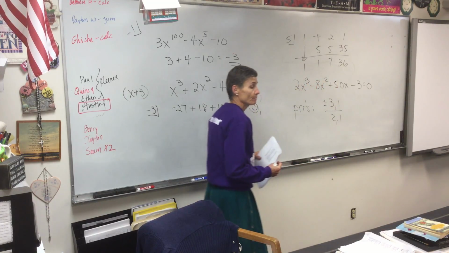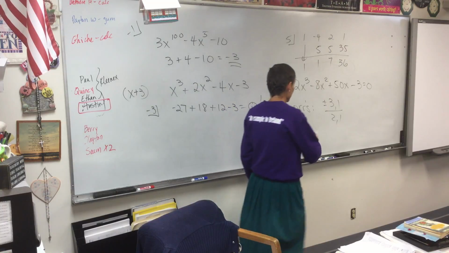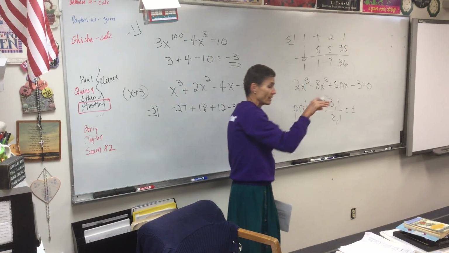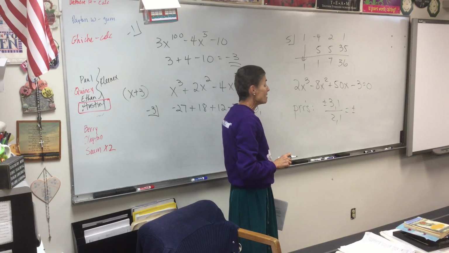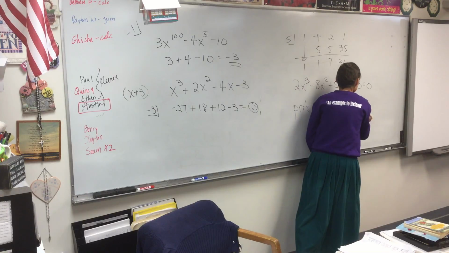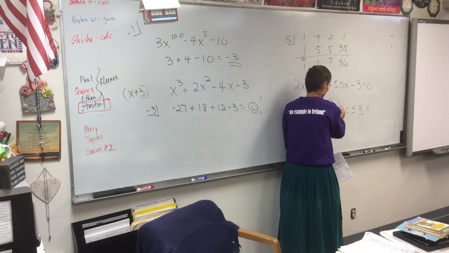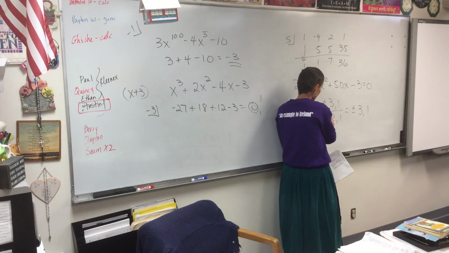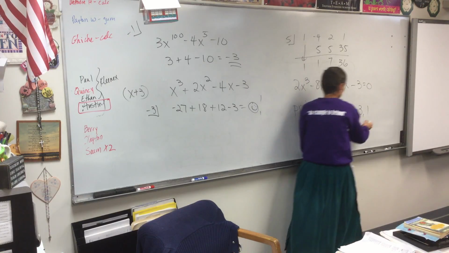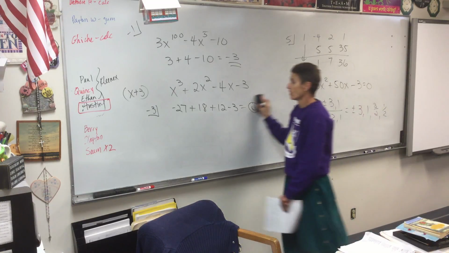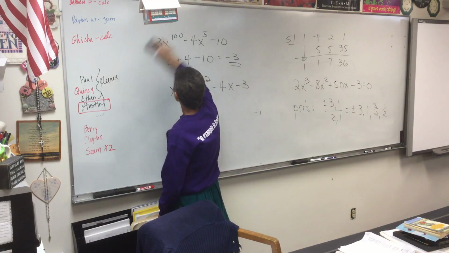And that's it. So now when we make our list, you can do just plus or minus the whole thing. You don't have to do individual pluses or minuses. But when we do plus or minus the list, we're going to have 3 and 1. That's 3 over 1 and 1 over 1. But we're also going to have 3 over 2 and 1 over 2. So there is the list of our possible rational roots.